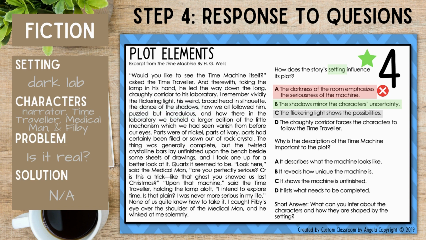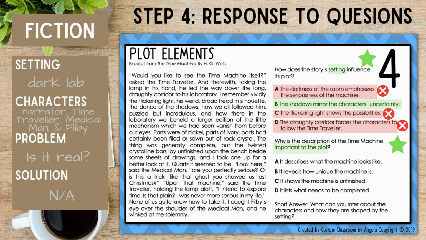So that seems to mirror the feelings of the characters. All right, answer choice C. The flickering light shows the possibilities. Well, this is incorrect. Yes, there are lights that are flickering, but there's no feeling of possibility throughout this passage, only really uncertainty. Answer choice D. The drafty corridor forces the characters to follow the time traveler. This is also incorrect. Yes, the hall is drafty, but the characters are following him because they are curious to learn more, not because of this specific setting.